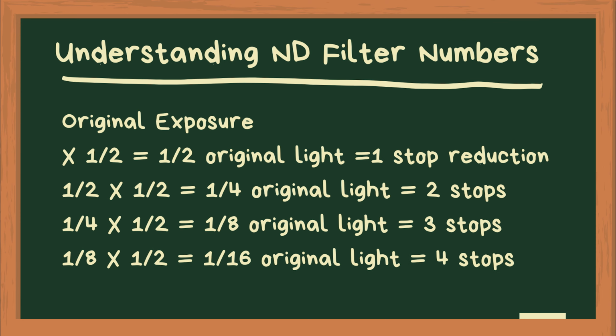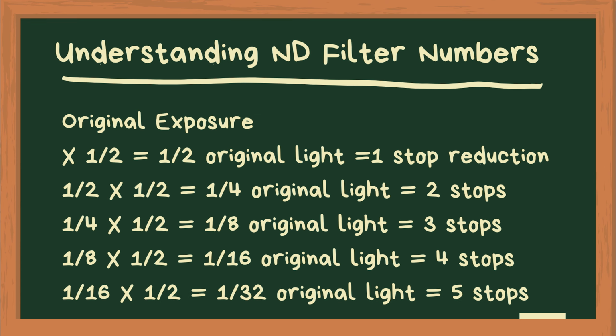If I take that 1/8 and I halve it again, so reduce it by another stop, I've now reduced the light by 4 stops, and 1/8 times a half equals 1/16. And so that's what an ND16 is. And again, if we multiply that by a half, that's 1/32 of the original light, and that's 5 stops. So ND8 means it's reducing the light by 3 stops, ND16 by 4 stops, ND32 by 5 stops, okay?